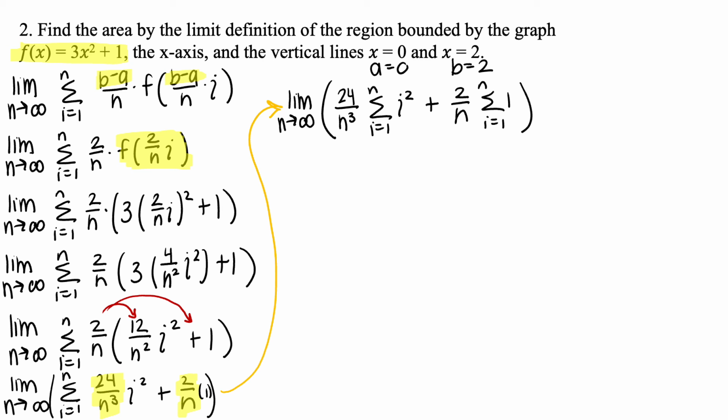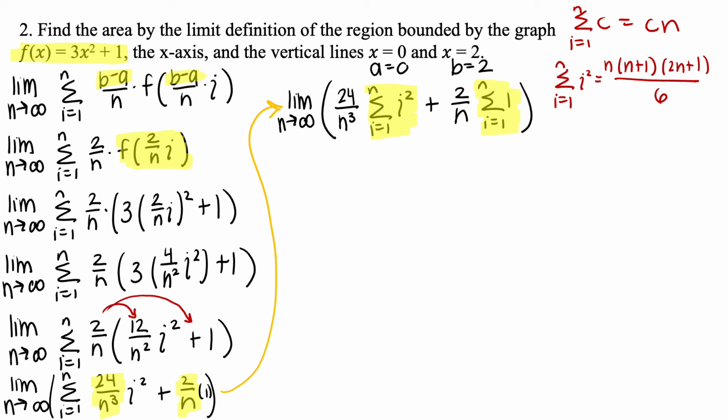Now looking at the two pieces that we have, the sum of i squared and the sum of 1. Thinking about the formulas that we might need, the sum from i equals 1 to n of a constant c is just c times n. And a new one to use today is the sum from i equals 1 to n of i squared, which is equal to n times n plus 1 times 2n plus 1 all over 6. So again, if you have that formula sheet, that's going to be really helpful to continue referencing as you do these problems. From here, we can actually go ahead and fill them in.